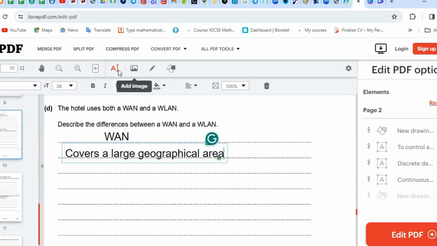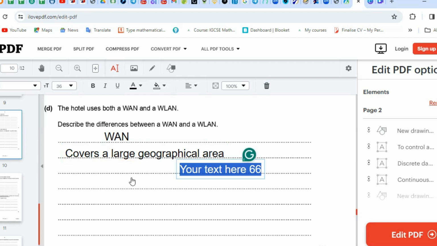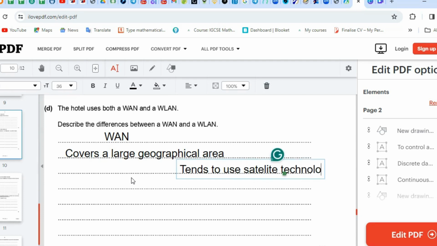Tends to use satellite technology. So for WAN, those are what it can do.